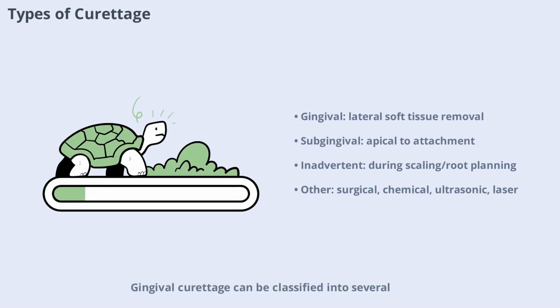Gingival curettage can be classified into several types based on the technique and area treated. The main types include gingival curettage, which involves lateral soft tissue removal, subgingival curettage, performed apical to the epithelial attachment, inadvertent curettage, which occurs unintentionally during scaling or root planing, and other modalities such as surgical, chemical, ultrasonic, and laser curettage. Each type has its specific indications and procedural nuances, which we'll explore further.